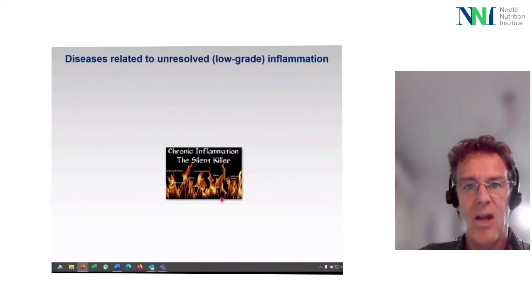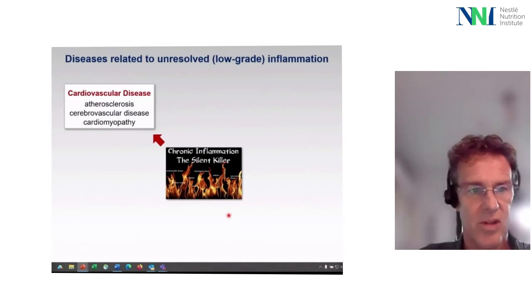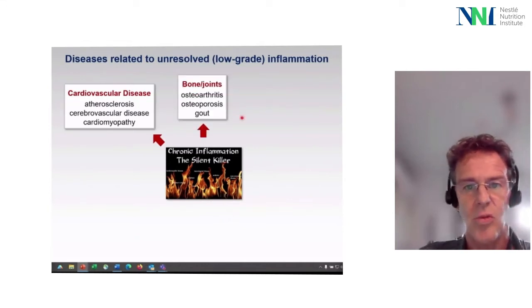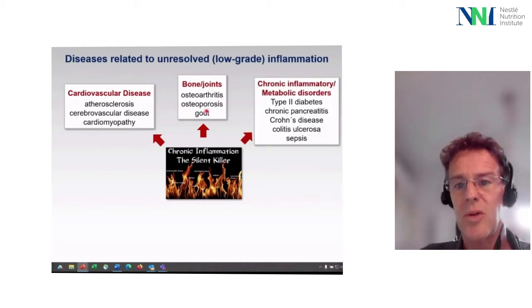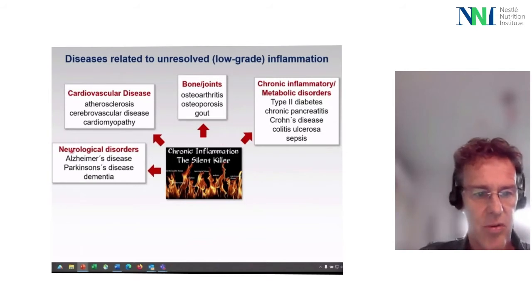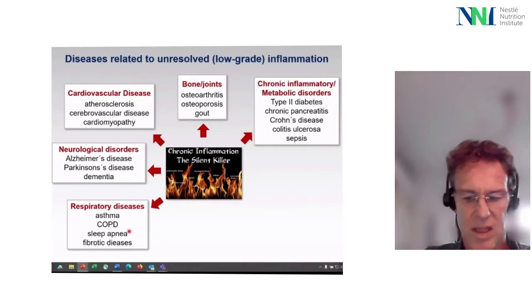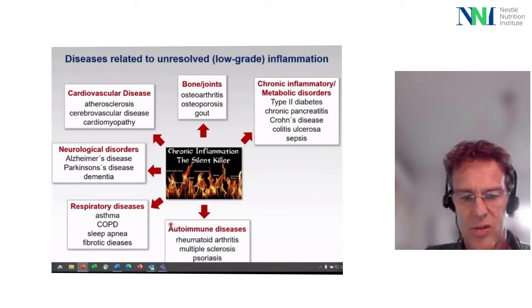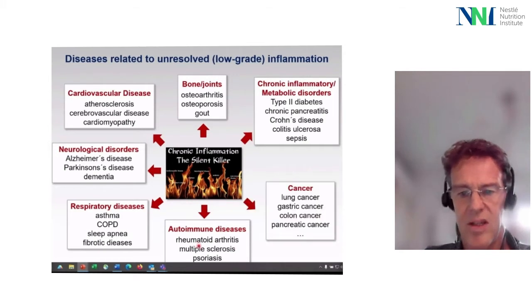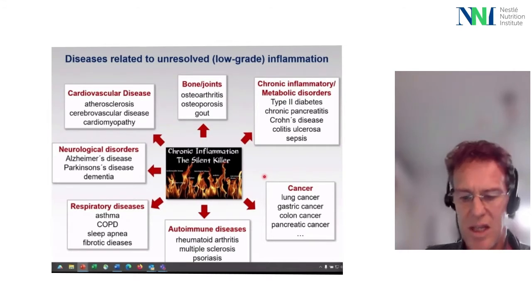In fact, unresolved low-grade inflammation is a major cause for many common diseases like cardiovascular disease, diseases related to bone and joints like osteoarthritis, osteoporosis, gout, chronic inflammatory metabolic disorders like diabetes, pancreatitis, Crohn's disease, colitis, sepsis, also Alzheimer's, Parkinson's, then respiratory diseases including asthma, COPD, autoimmune diseases, of course rheumatoid arthritis, multiple sclerosis, and finally even cancer. And many of those diseases are clearly related to and increased with age.